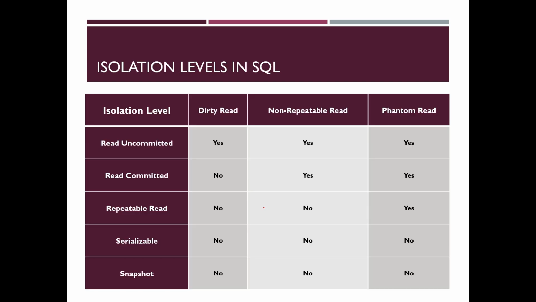So, isolation levels in SQL: each isolation level provides a different balance between consistency and concurrency. These are the different isolation levels: read uncommitted, read committed, third is repeatable read, serializable, and snapshot. In read uncommitted, dirty reads are involved, non-repeatable reads are also there, and phantom reads. So this is the breakdown for this.